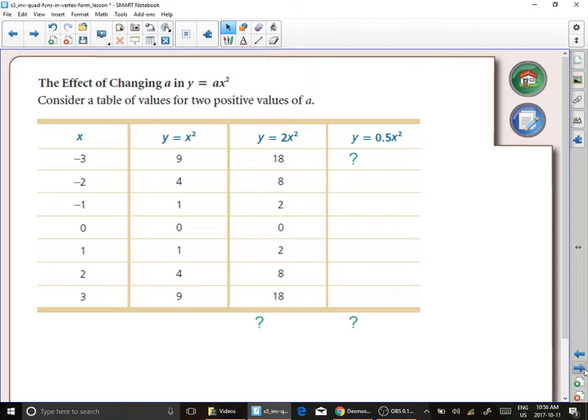So really all we're doing is we're multiplying all the y values by 2. 9 times 2 is 18. 4 times 2 is 8. 1 times 2 is 2. 0 times 2 is still 0. And we're repeating it once more. Okay?